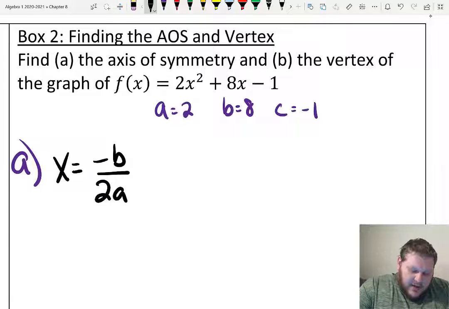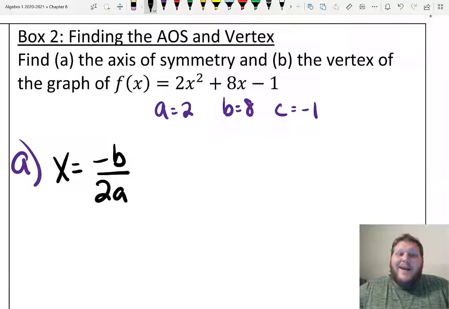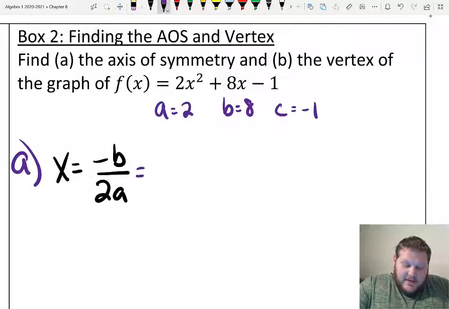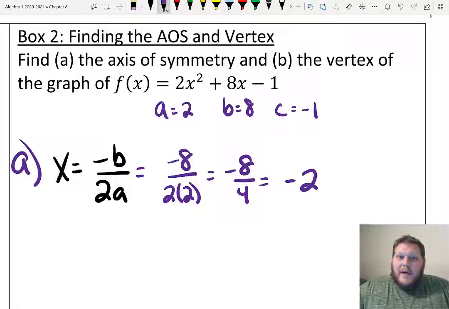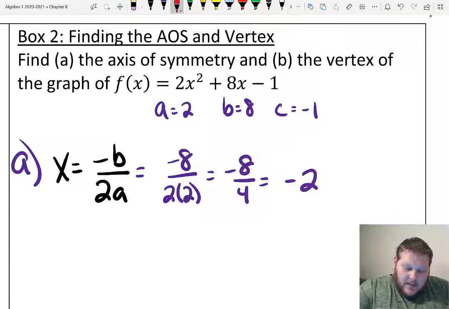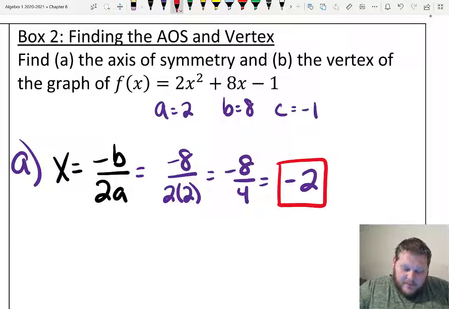Negative b over 2a is my formula for finding the axis of symmetry for my particular equation. So in this case, if I substitute in, negative 8 over 2 times 2 gives me negative 8 over 4. So negative 2 is my AOS. My axis of symmetry happens at negative 2.